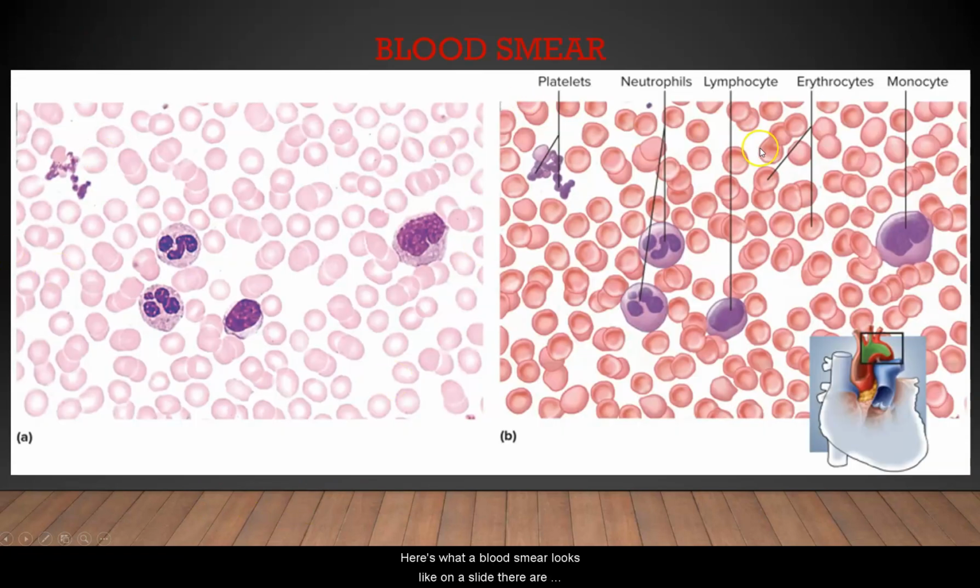Here's what a blood smear looks like on a slide. There are some platelets. Here are the neutrophils. Here is a lymphocyte. And all of the red blood cells are your erythrocytes. Okay.